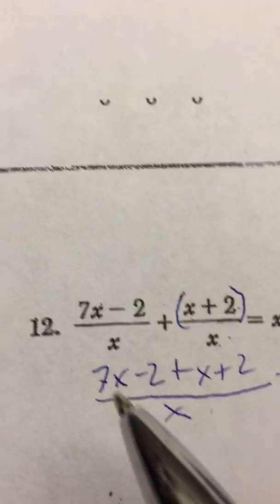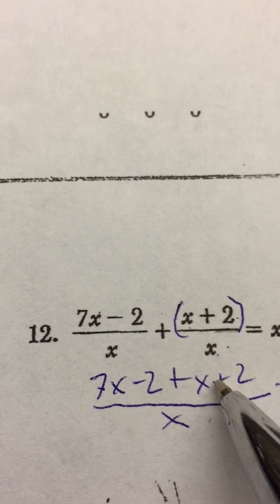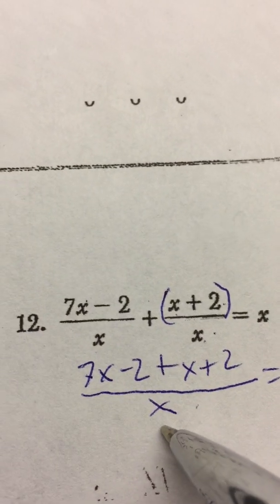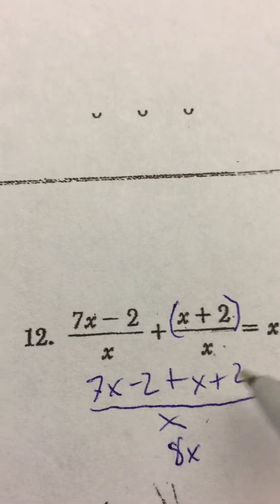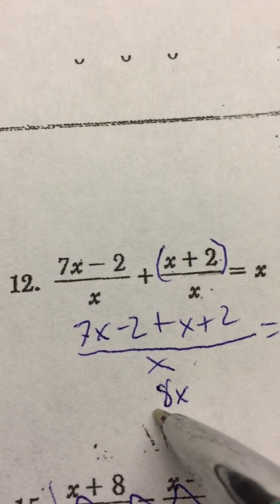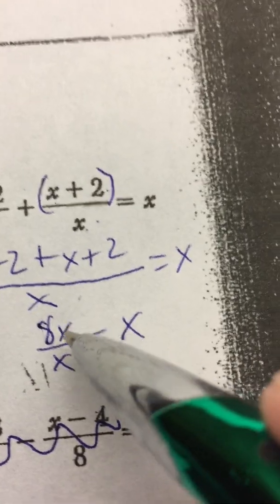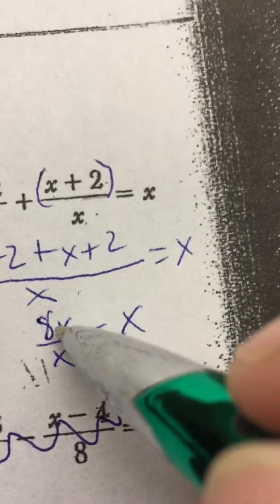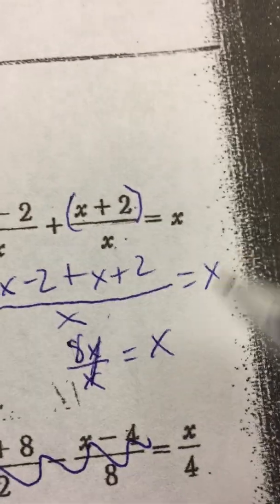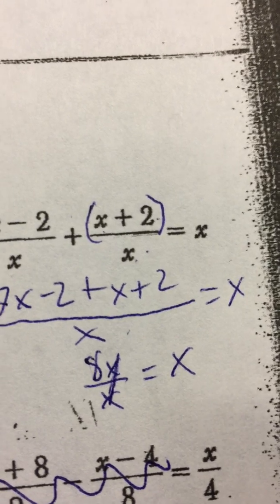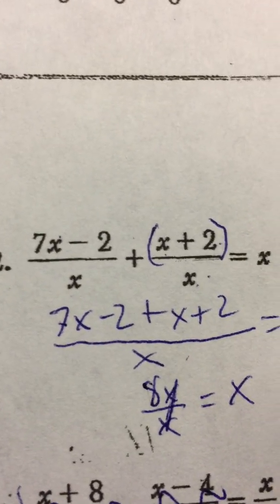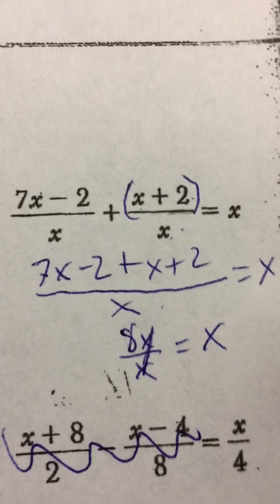Okay, so now, if we combine all these like terms, 7x and x is 8x. So now I have 8x. Oh, look, the 2 and the minus 2 cancel out. So we're left with 8x over x is equal to x. Oh, but look at this. Do I have an x over x? Are they going to cancel out? They are factors. So 8 equals x. So literally x equals 8. There's the answer right there. No more math involved on that one. Sometimes you get lucky and they're really easy to solve.